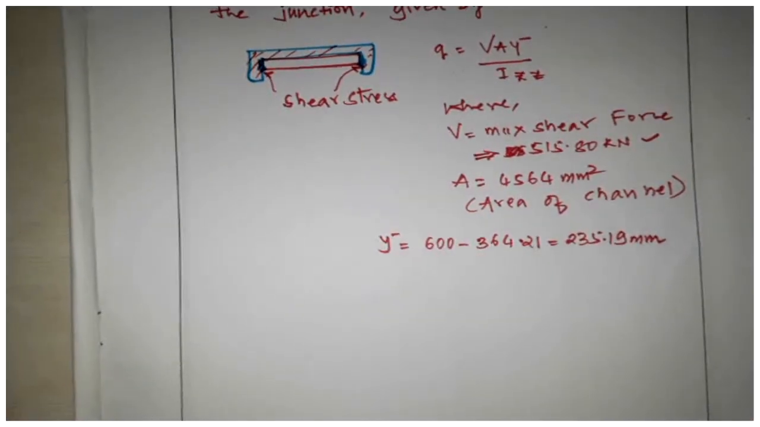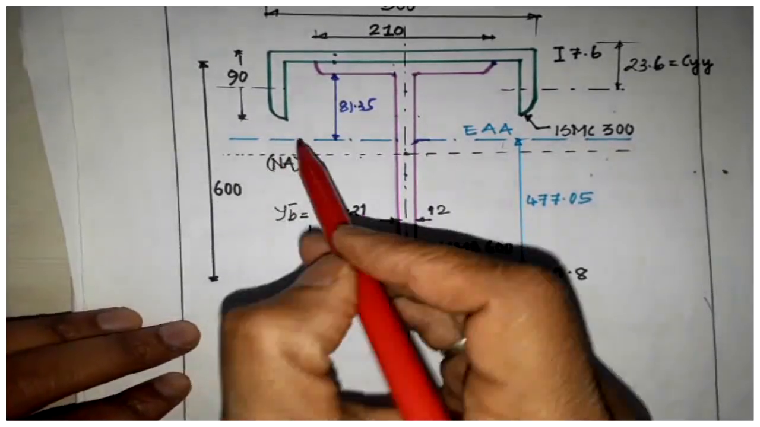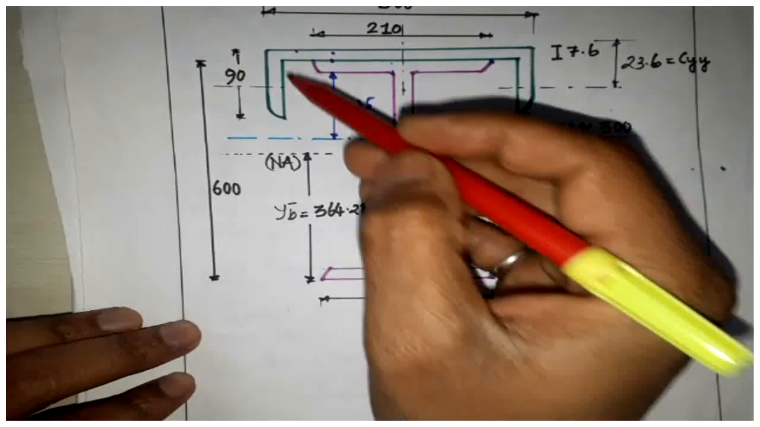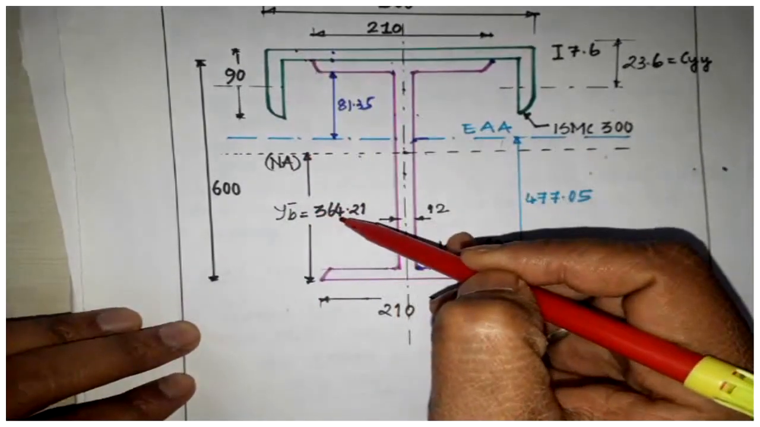I'll show you where we have calculated that. Yes, now you can see here. So this is y bar b. Now I want from this, so this distance I want. So the total is 600, minus this we have to do, so minus 364.21.